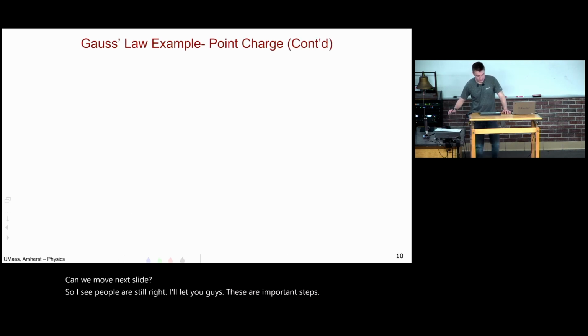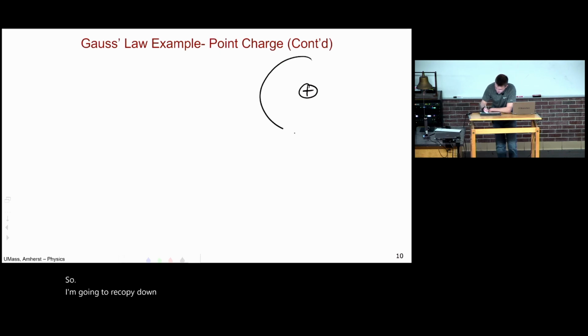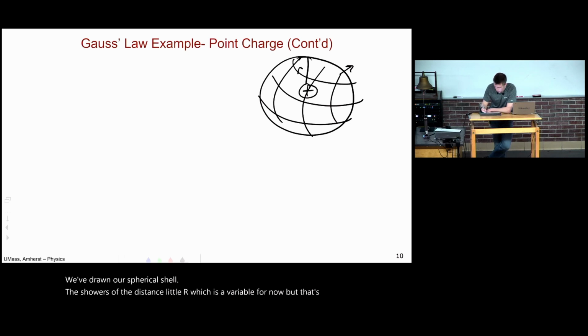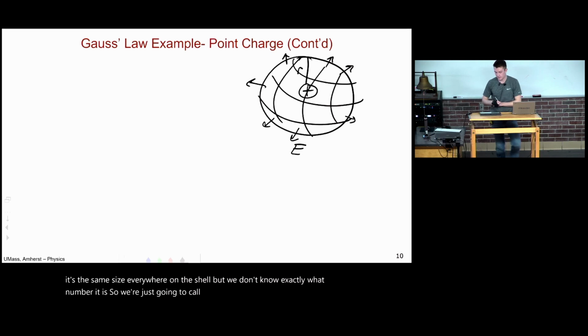OK. So I'm going to recopy our diagram here. We have a point charge. We've drawn our spherical shell. The shell is a distance little r, which is a variable for now, but that's okay, away from the center. And we don't know how big the electric field is. We know it's the same size everywhere on the shell, but we don't know exactly what number it is, so we're just going to call it E for now.